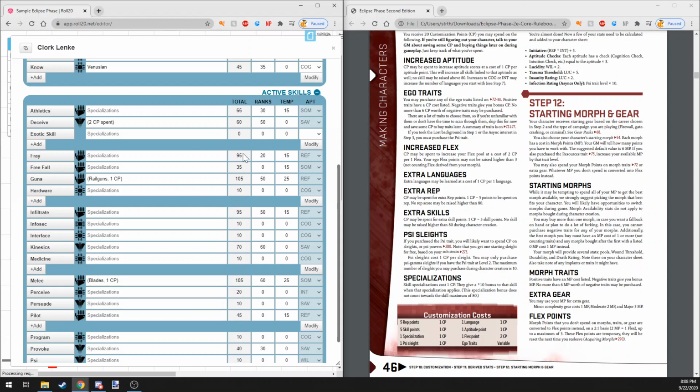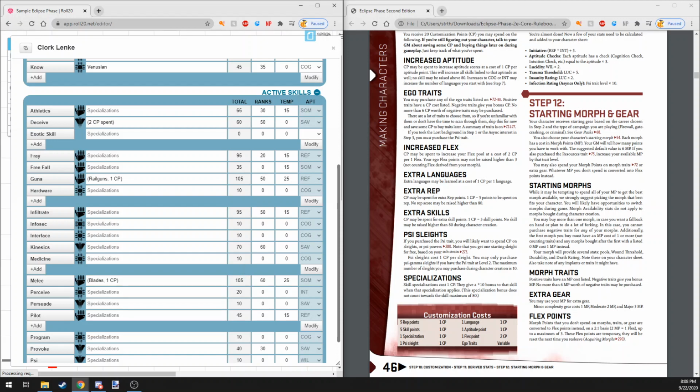The limit of only having up to 80 only applies if it's your ranks and your aptitudes, so because I have a bunch of other things that give me bonuses, I'm able to go above that limit. So now my guns and melee are both well over 80. They're both 105, which is awesome.